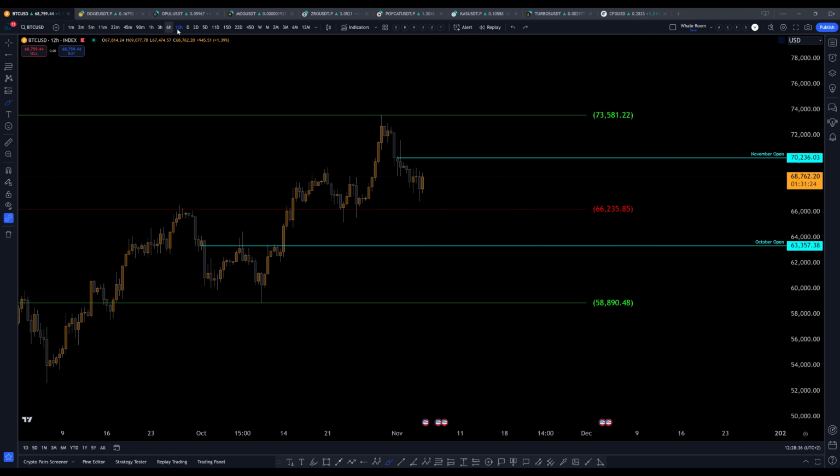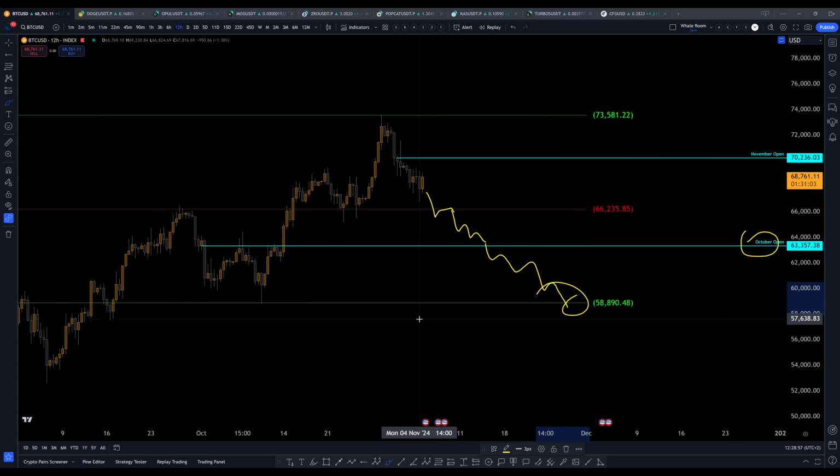Or days, because this is a 12-hour. So this is what you want to do. You want to see that you stay above the 50, target the November open, and then maybe you're going to target the October high. Okay, if that happens. If it's going to lose the 50%, then guess what? You're going to target the October open, right? And later on, you can target the October low.